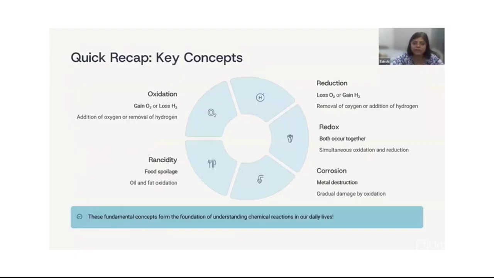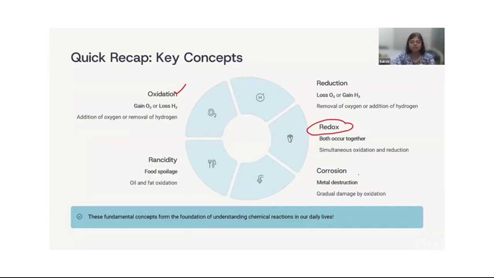Okay, let us do a very quick recap. What is oxidation? Oxidation is gain of oxygen or loss of hydrogen, addition of oxygen or removal of hydrogen. What is reduction? Loss of oxygen or gain of hydrogen, right? This is the opposite. Okay, reduction and oxidation happening together, we call it redox reactions.